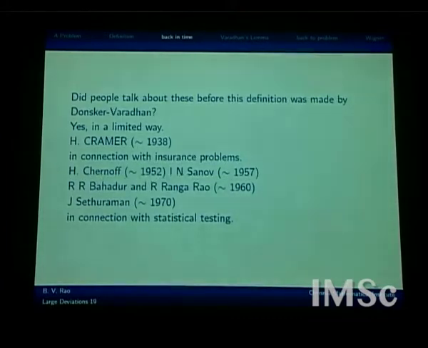But anyway, this is the Donsker-Varadhan definition of large deviations. So, the first question is, did people talk about it earlier? Yes, they talked about it in a limited way. Cramer talked about it in 1938. This is in connection with insurance problems, and so you can say that the profound mathematical theory of large deviations started from insurance problems.